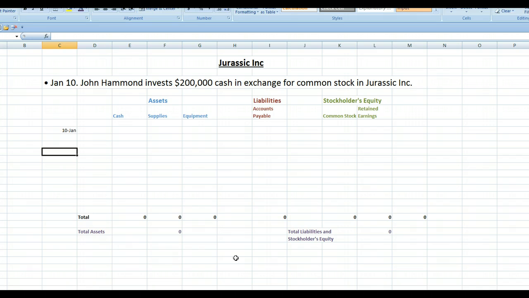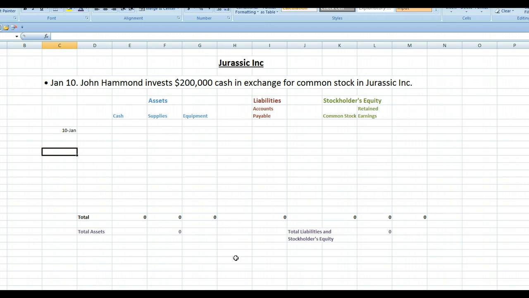Now, we said that on January 10th, John Hammond invests $200,000 cash in exchange for common stock in Jurassic Inc. How does this transaction affect your accounting equation? Remember, we said there were two parts always to a transaction. There's giving and receiving. Another way that I tell my students to think about it is, you have all probably heard in physics that for every action, there is an equal and opposite reaction. Accounting is a bit like that. So every action, there's an equal and opposite reaction.